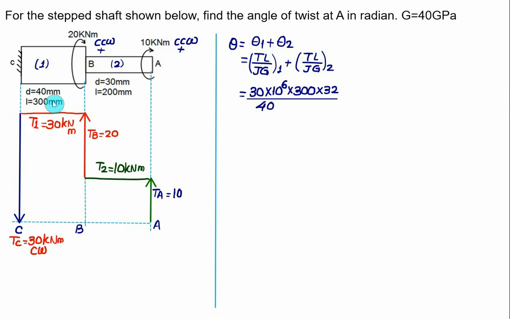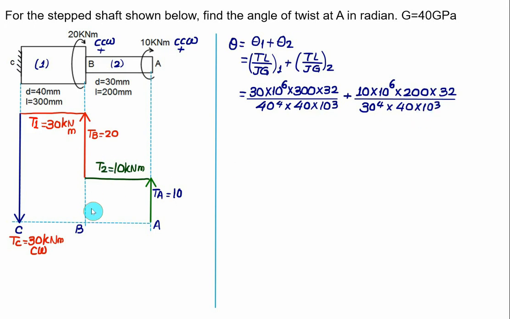Divided by the diameter, which is 40, we have 40 to the power 4. And we have the value of G equal to 40 gigapascal. We have to use it in megapascal, which is 40 into 10 to the power 3, plus the torque in shaft 2, which is equal to 10 kilonewton meter, that is 10 into 10 to the power 6. Length of shaft 2 is equal to 200. 32 in the denominator will come in the numerator. And the diameter of shaft 2 is equal to 30. So we have 30 to the power 4 into the G value, same 40 into 10 to the power 3.